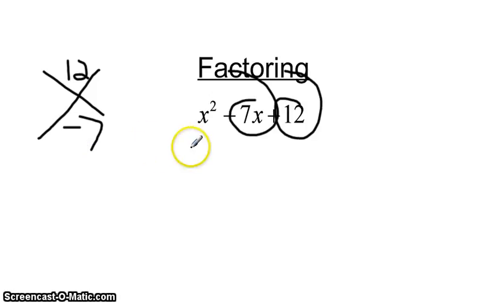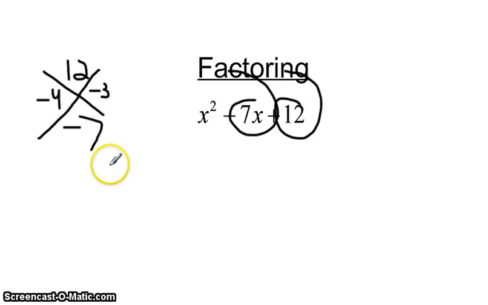Now what you got to do is find two numbers that add to negative 7, and the same two numbers have to multiply to positive 12. So what adds to negative 7 and multiplies to positive 12? Well, I have the answer for you. That is negative 4 and negative 3.